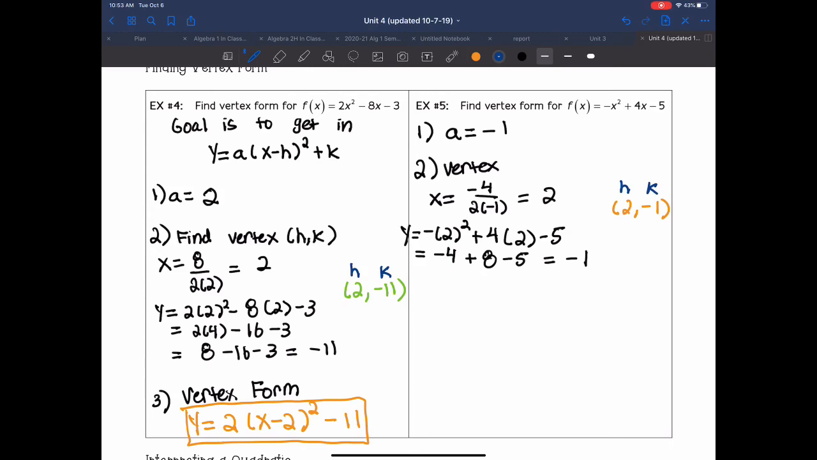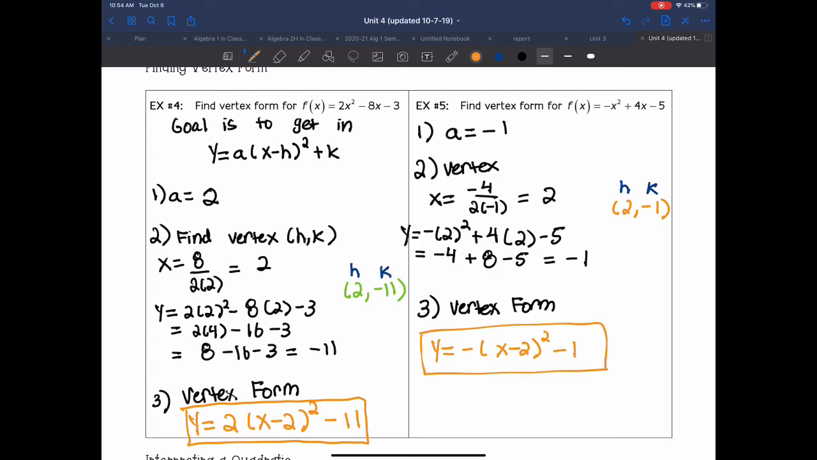Okay, last but not least, we're going to put this in vertex form. So third step, we're going to put this in vertex form. And vertex form, as we know, is going to be Y equals A times X minus H squared plus K. So I'm going to say Y equals A. I know that A is negative 1 from above. X minus H is going to be X minus 2 squared. Plus K is going to be minus 1. So my answer is Y equals negative X minus 2 squared minus 1.